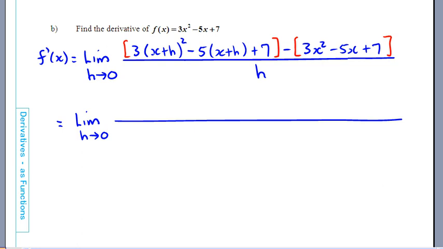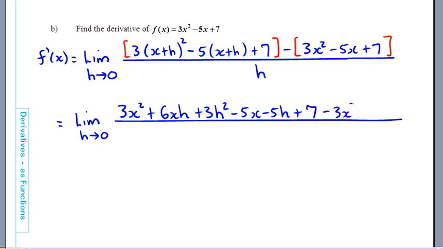Okay, foiling here, we're going to have an x squared and then tripled, so 3x squared. You're going to have xh and xh, two xh's when we multiply, and double, then tripled, so plus 6xh. And then an h squared tripled, so 3h squared. Moving down the road, minus 5x minus 5h. Add 7.